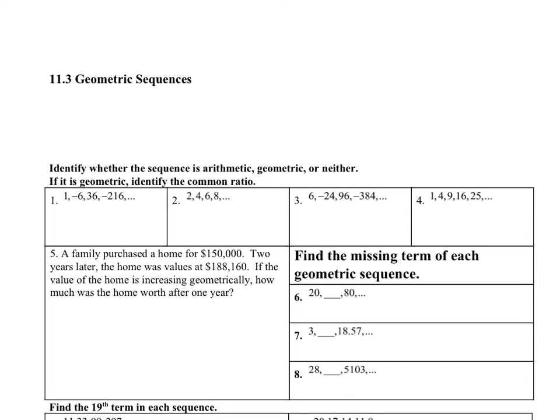So in an arithmetic sequence, you add or subtract to get the next number. In a geometric sequence, you multiply or divide. So if I have 2, and then 1/2, and 1/8, and 1/32, what I'm doing is multiplying by 1/4 to get the next number. So that is called the common ratio.